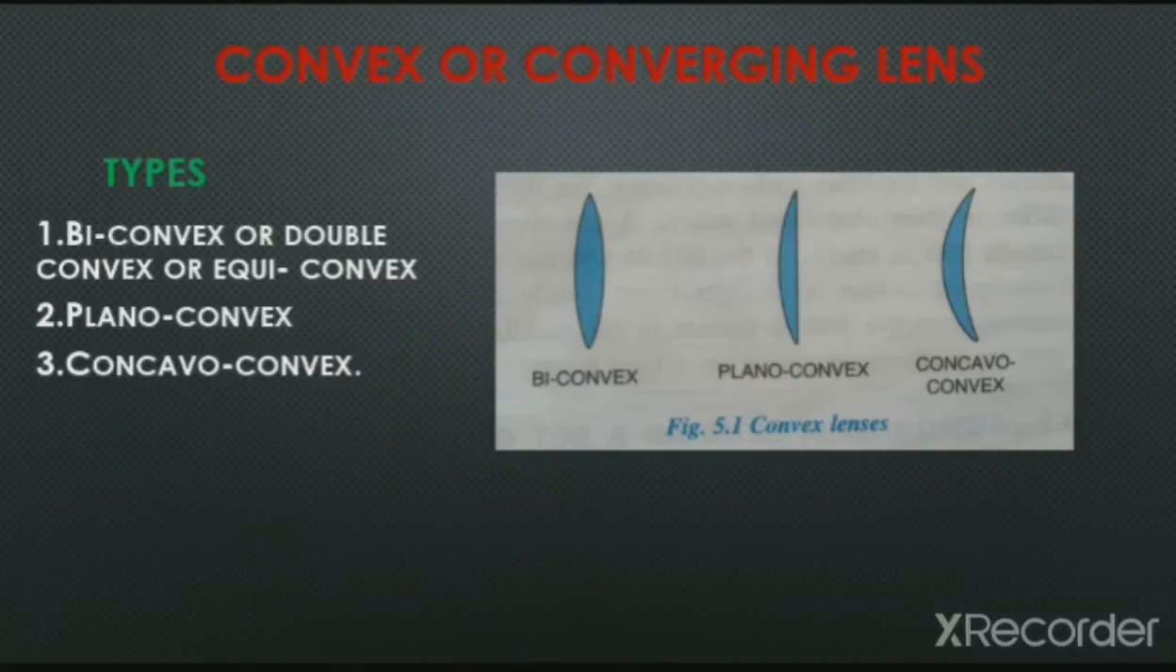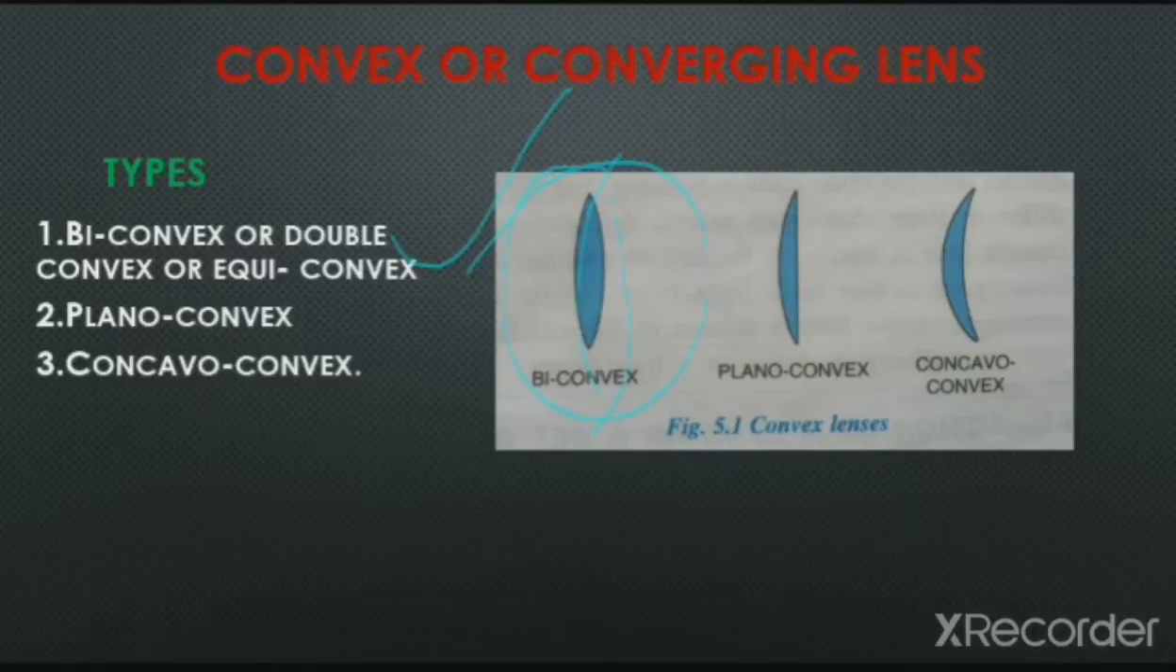So convex or converging lenses are of three types. The first is the biconvex, or double convex, or equiconvex lens, as you can see in this figure. In this case both sides are convex, so it is known as bi or double or equiconvex. Clear? So simply when we write convex lens, it is a biconvex, double convex or equiconvex. In simple language we'll just say convex lens.